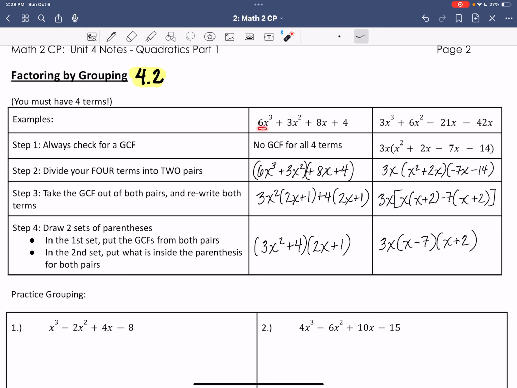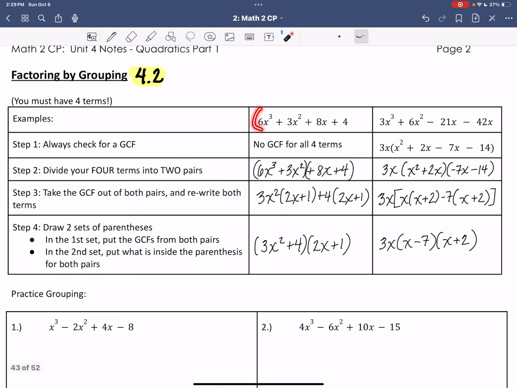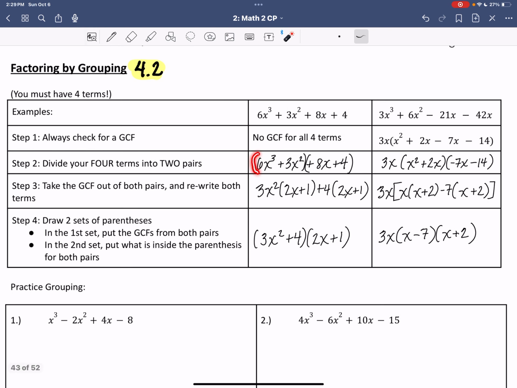Well, in this case, there's no GCF in all four terms. So we're good there. Now what you're going to do is take this and divide your four terms into two pairs. What I like to do is rearrange this as needed to whatever would factor out easiest. I would do these two, and then I would do those two. And that's exactly what I did right here.